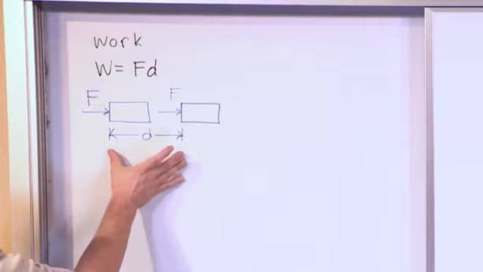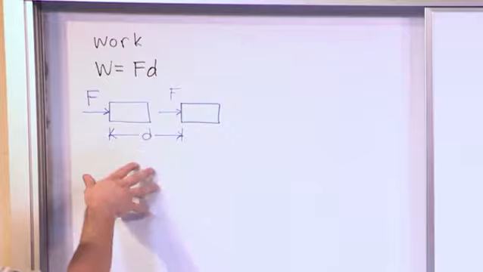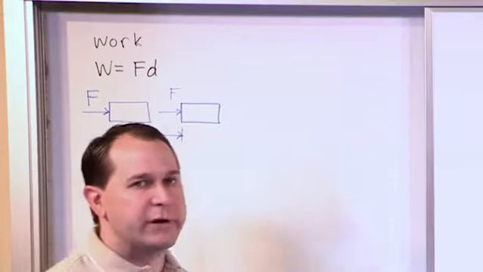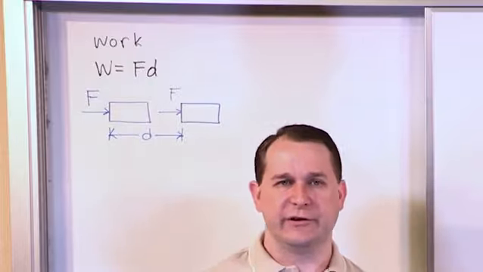So if I can measure the distance this box has moved in meters, and if I know how hard I'm pushing with a constant force F, then I just take these two numbers and multiply them, and I get another number that we call work, and that's measured in joules. So that's a very useful definition in physics.